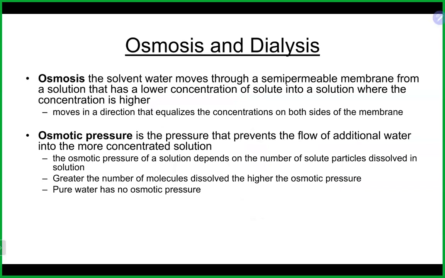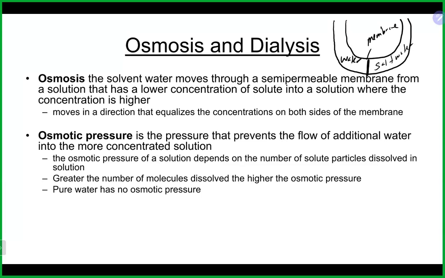Another process of solutions is what's known as osmosis. Osmosis is the flow of solvent water molecules from an area of lower concentration to an area of higher concentration, usually through some type of semipermeable membrane. So if you had something like a tube that's separated by a membrane here, and on one side you have salt water, and on the other side you have just pure water.